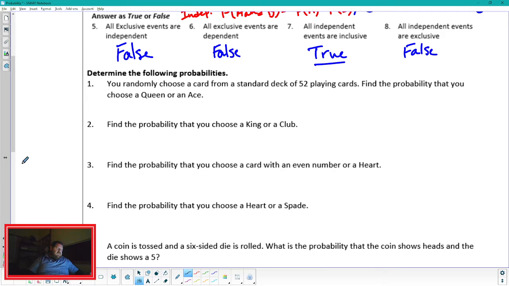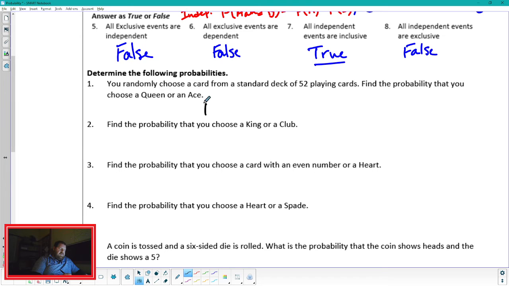So the first one says you randomly choose a card from a standard deck of 52 cards. Find the probability you choose a queen or an ace. And so when we're finding all these, we do need to think about independent, dependent, inclusive, exclusive, because the formulas that we use on those are different. This one happens to be a queen or an ace. That actually happens to be exclusive, because there is no queen that's also an ace.